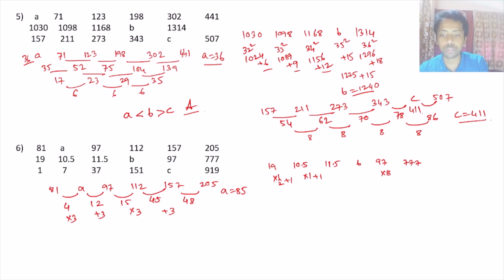It should be a multiple of 8. 8 multiple of 100 is 800. But 3 less, 3 multiplied by 8 means 24. So 800 minus 24 means 776. 776 plus 1, right? This is 777.